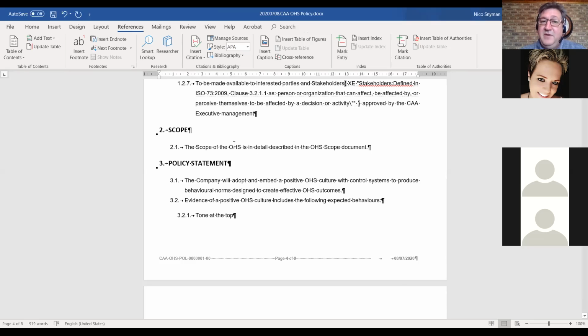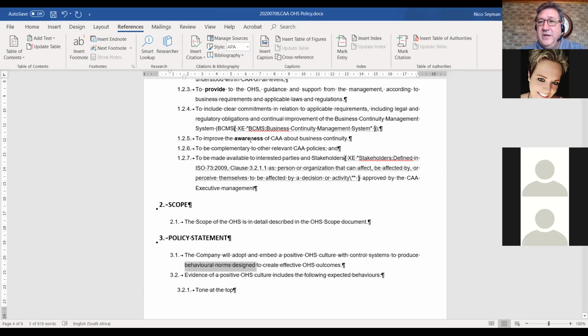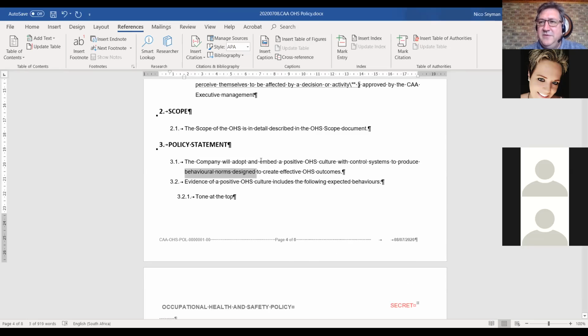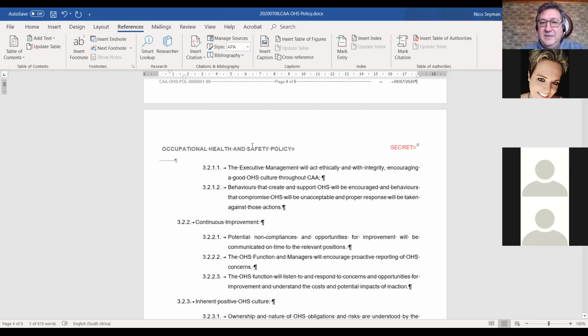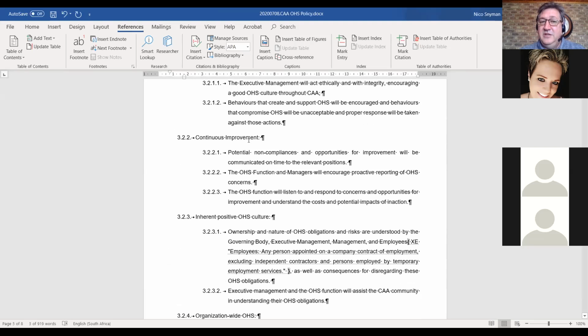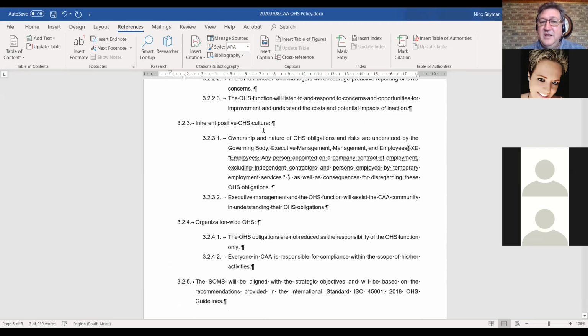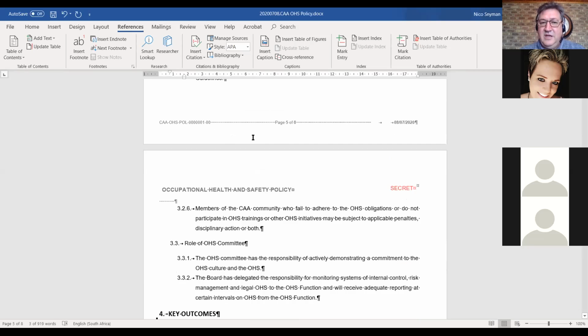Policy statement, very important here is that you are creating behavioral norms through the design of policies. And the awareness campaign that we have here, just on top, 1.2.5, awareness is changing behaviors. Awareness campaigns are changing behaviors of people. And this has to be led by the tone at the top. It has to be led by the executive committee, etc. It needs to be continuously improved. It needs to be an inherently positive OHS culture. It needs to be organization-wide OHS, and then you can implement it throughout the organization.